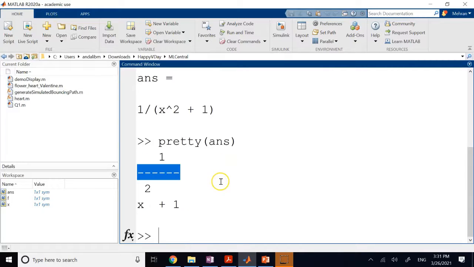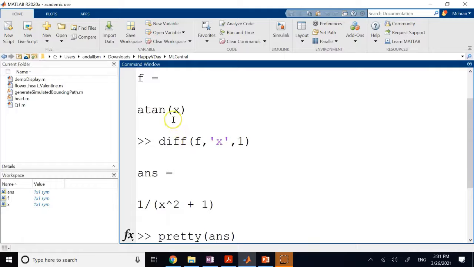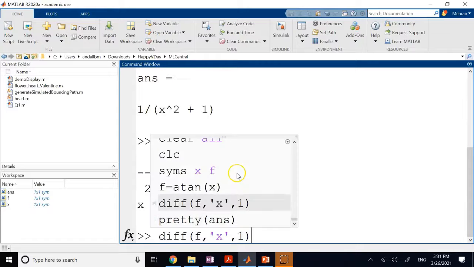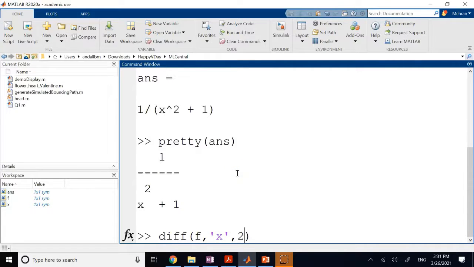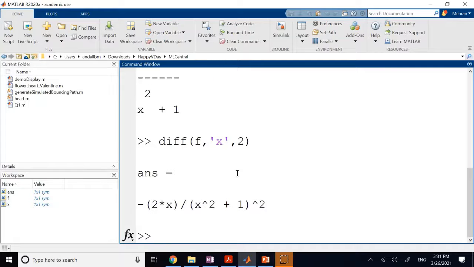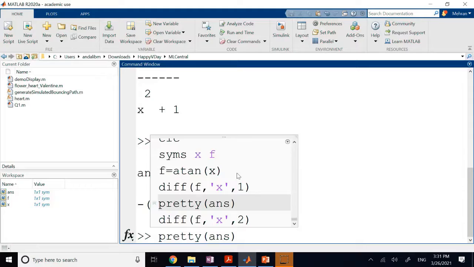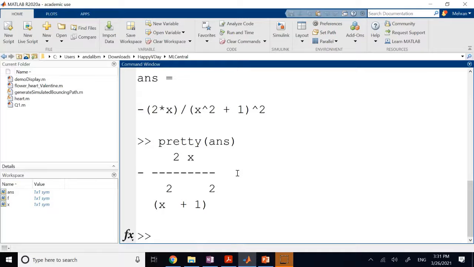So the command diff. Now, if you wanted to differentiate f with respect to x twice, all you needed was to what? Diff f with respect to x 2 times. And now you got this. And again, if you wanted, you could use pretty of answer. And now you got the second derivative, negative 2x over x squared plus 1, the whole thing squared. So this command diff is one of your best friends.